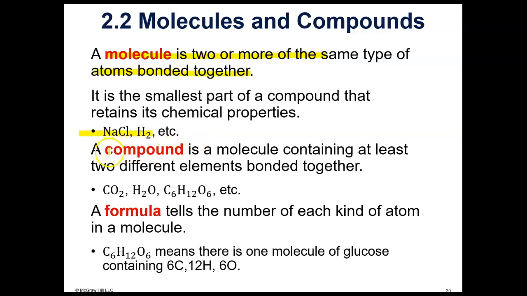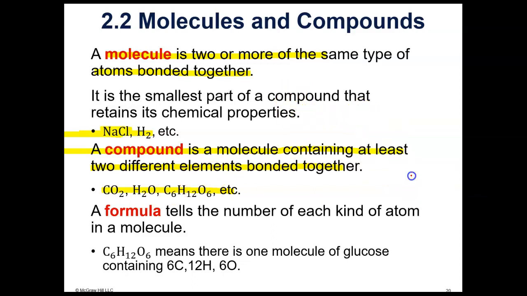A compound is going to contain at least two different elements bonded together. So all of these are examples of compounds. Sodium chloride is a compound. That's the two different atoms of sodium and chlorine. And then we have carbon dioxide, water, and then C6H12O6 is the formula for glucose. So these are all different examples of a compound. So really there's just one example of a molecule up here.